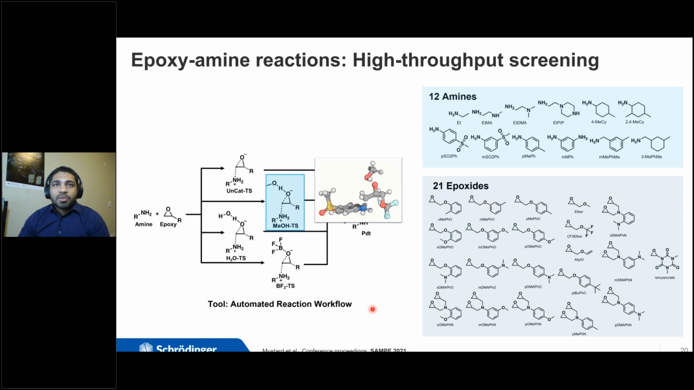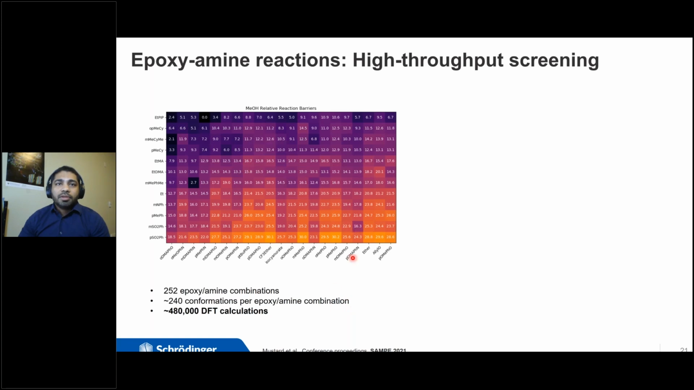So in this work, we enumerated different amine groups and epoxide groups. For example, here I'm showing there are 12 amine groups that we use and 21 epoxide groups. This resulted in a total of 252 epoxy-amine combinations. And using this automated workflow, we calculated the activation energies, which are shown in this table here, for all of those 252 combinations. This was a very high throughput screening approach, and it involved about 500,000 DFT calculations.